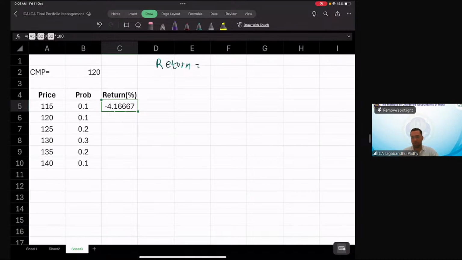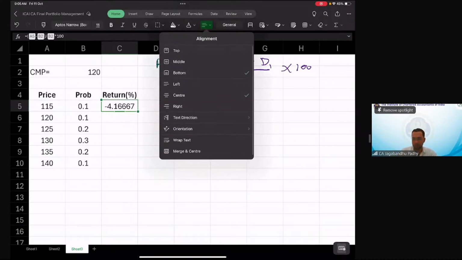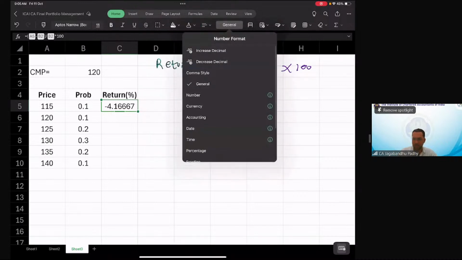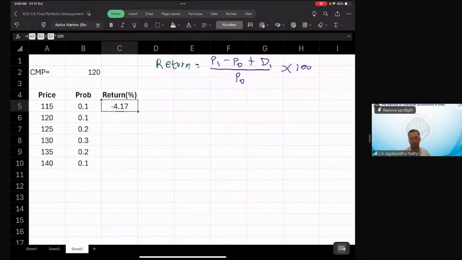So basically, when you're calculating the return, it can be computed as P1 minus P0 plus, if you're having any sort of dividend in the upcoming year, that, divided by the P0 into 100. Now, since we don't have any sort of dividend over here, we have not considered that. Had it been a case that we have got some dividend also, then we would have definitely added it in our calculation.